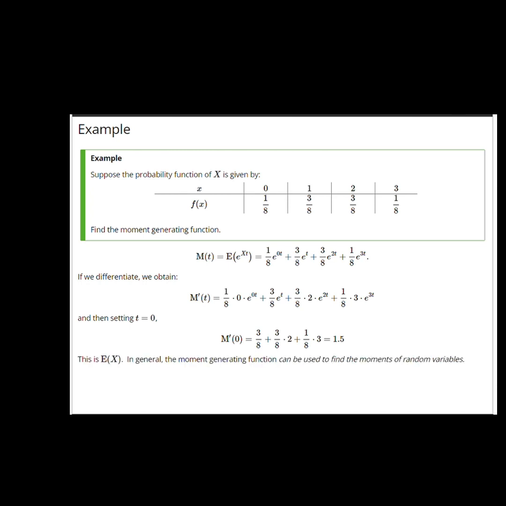This is exactly the expected value of a random variable with this distribution. We've discovered something important. The moment-generating function can be used to find expected values. All we need to do is differentiate it once, and then set t equals 0. In fact, a moment-generating function can be used to find all moments of a random variable. This is the subject of the following theorem.